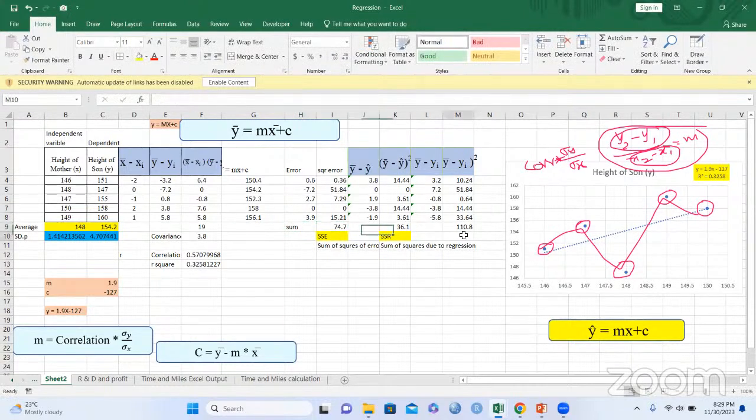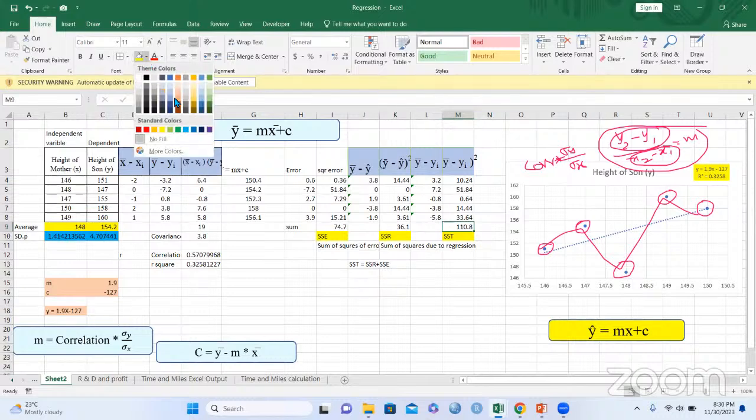So sum of these values. This is the sum of squares due to total, SST. Now, there is a cross verification that we can do. SST should be equal to SSR plus SSE. Okay. So what is our SST? It is 110. You can see here it is 110.